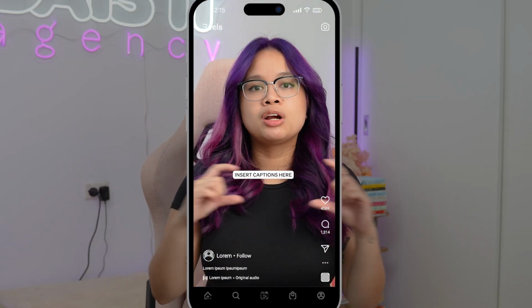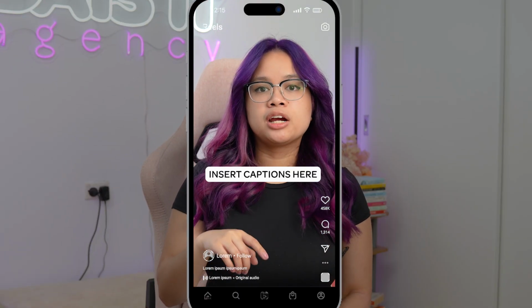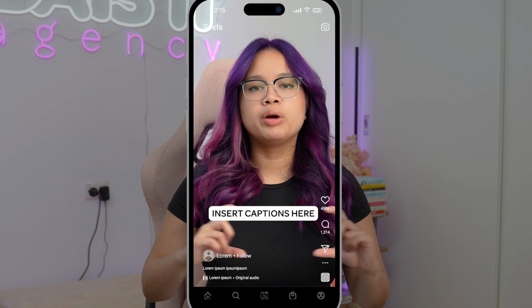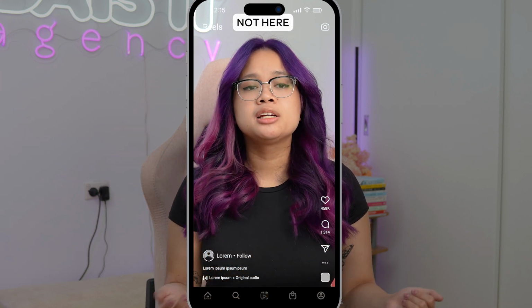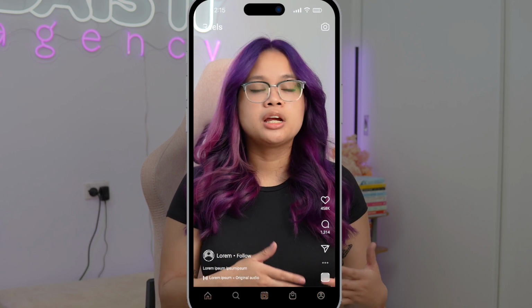When you add captions, the most optimal place to put them is directly in the center where people are going to be staring, or just below your head where you're talking. If you have it at the very bottom or above your head, no one's going to be able to see it because the interface, your username and other elements are blocking it. It's pointless to put it there because no one can read it.